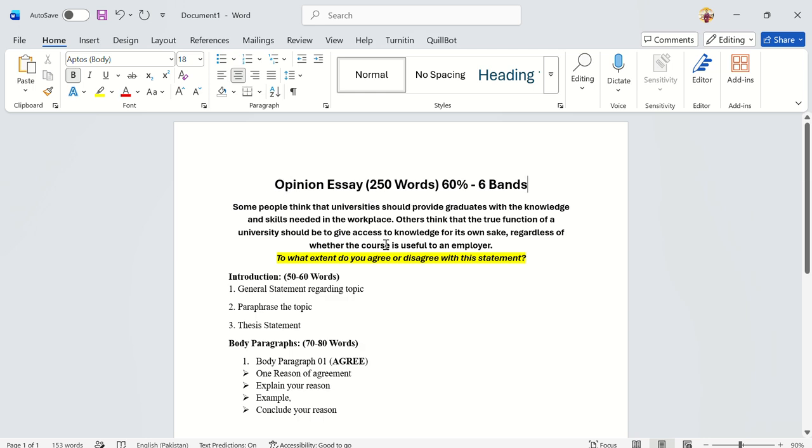Opinion essay and the discussion essay. These two essays are most important in IELTS academic writing. Okay. Other types of essay might come, but the most important essays in writing for academic IELTS are the opinion essay and discussion essay. That's all for today's lecture.